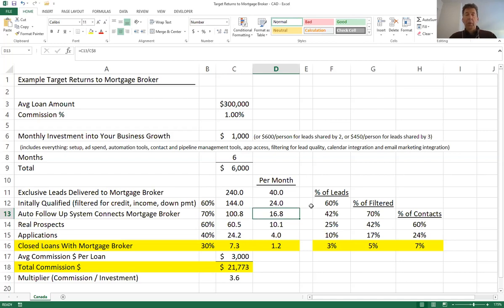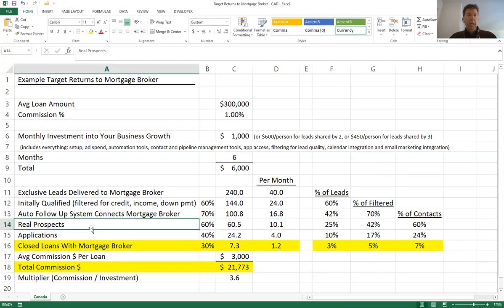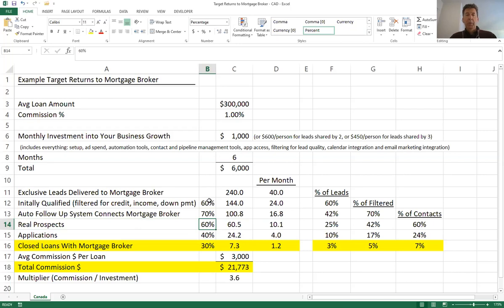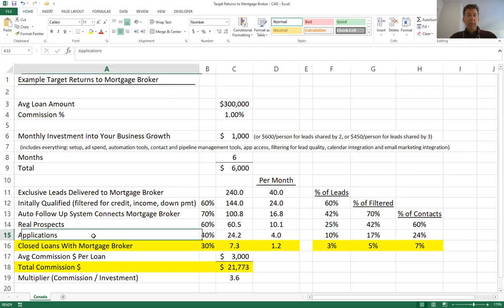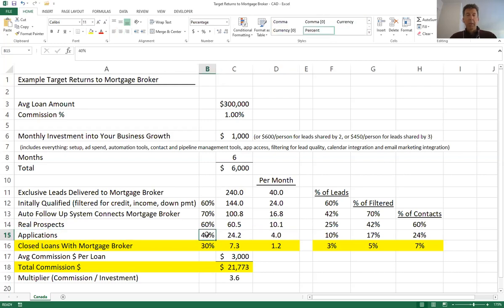Now, not all those replies will be positive, and not all those people will be viable prospects. So let's take a look at real prospects, and we'll knock the number down and say only 60% of them are real prospects for you. So we're looking at, say, 60 over the 6 months and around 10 a month in that range. Now, of those, you're not going to be taking applications on all of them. Let's assume 40% you're going to be able to write up applications. So the numbers now come down to this range here, ballpark for a month in terms of applications.